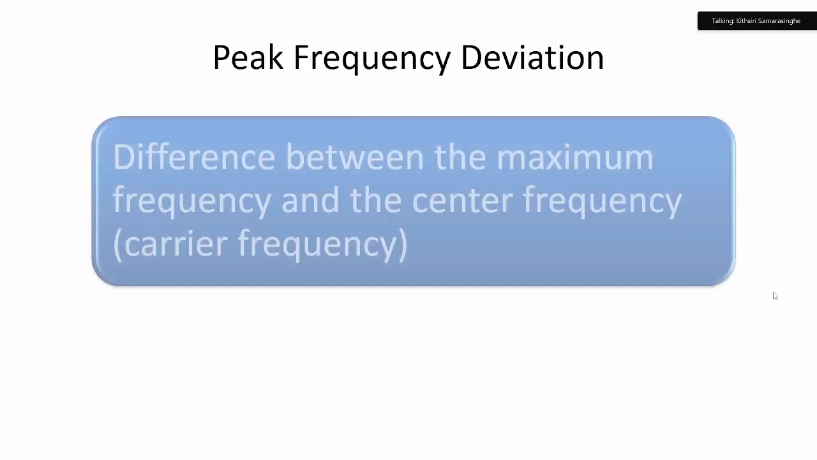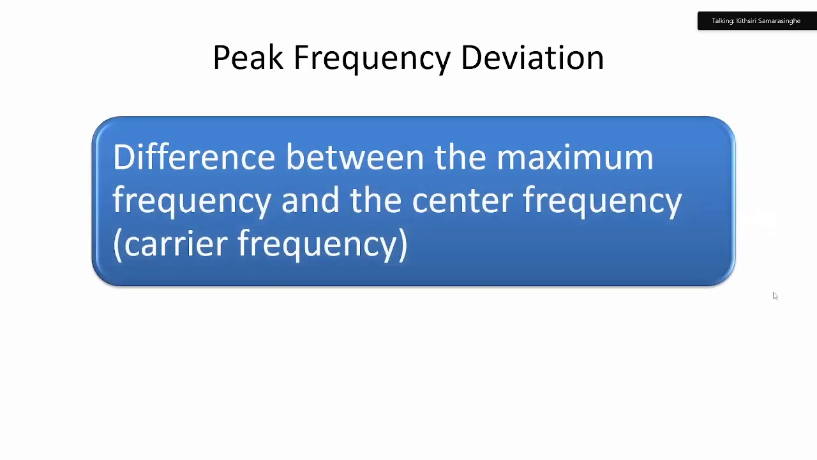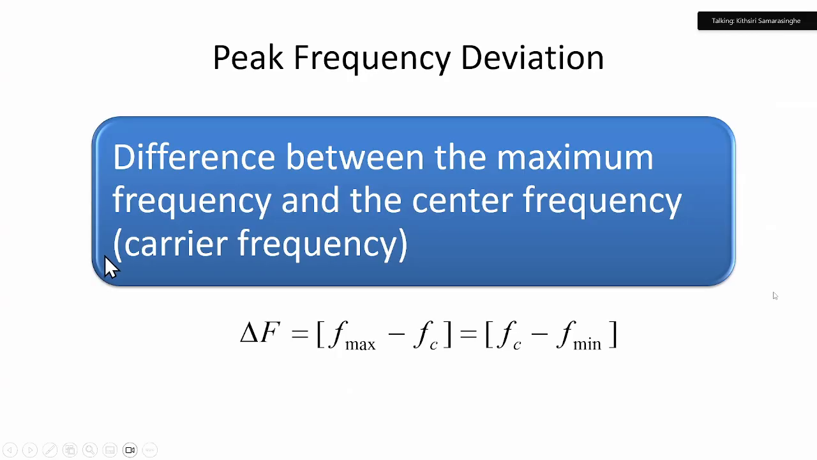Peak frequency deviation we already defined, the difference between the maximum frequency and the center frequency of the carrier, like this. And delta F is a very important parameter in the practice of FM. Usually the quality of the FM signal depends heavily on the peak frequency deviation you allocate to that signal.